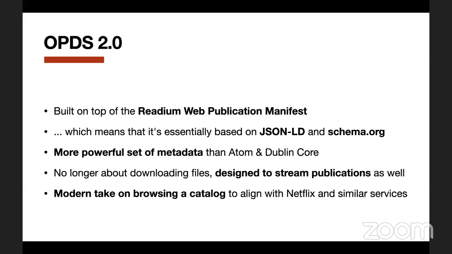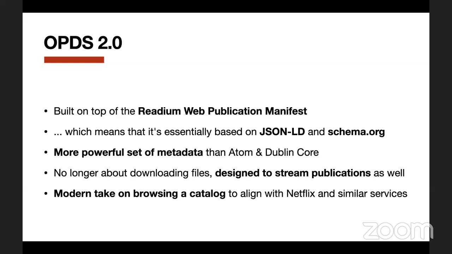And OPDS 2.0 is actually built on top of one of the core components of the Readium project called the Readium Web Publication Manifest, which is basically a JSON representation of what a publication is. And more specifically, it's built on top of JSON-LD and schema.org. For those of you who are not aware of what schema.org is, it's a set of metadata that's widely used over the web to provide information about anything.